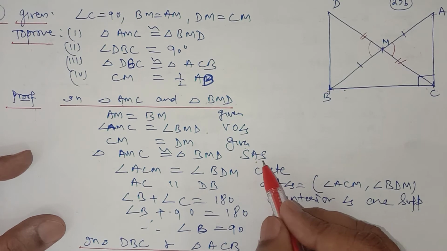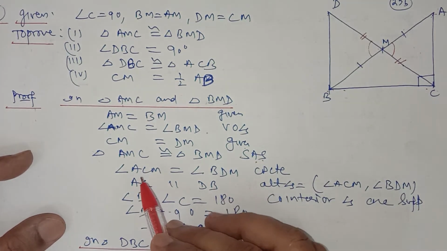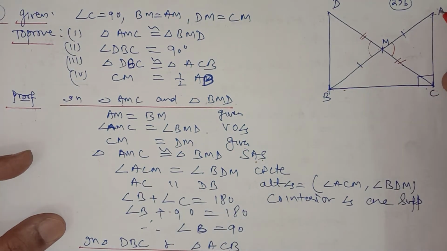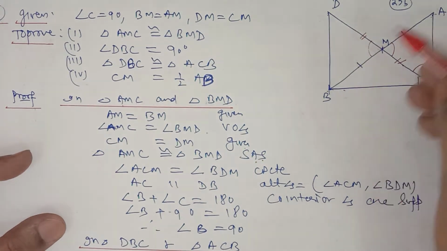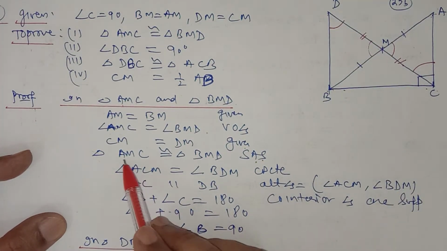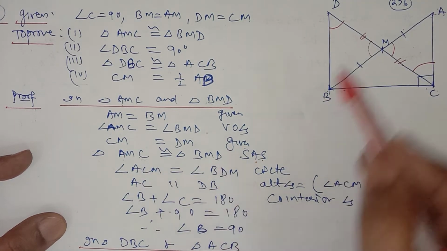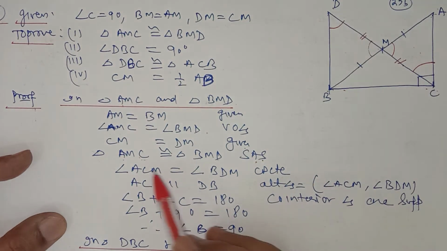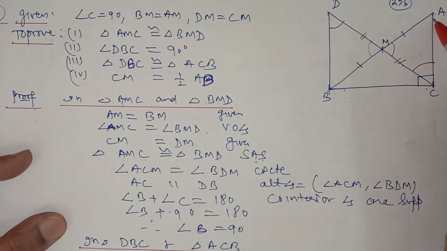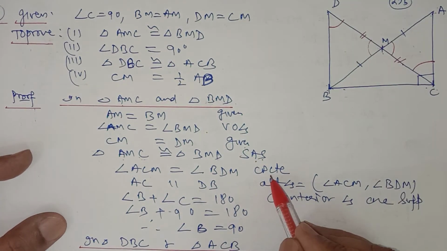Now because these two triangles are congruent, we can easily prove that angle ACM will be equal to angle BDM, by corresponding parts of congruent triangles are congruent. Angle AMC is equal to angle BMD, so we can prove that angle C will be equal to angle D. See it very carefully: ACM is equal to BDM by corresponding parts of congruent triangles are congruent.